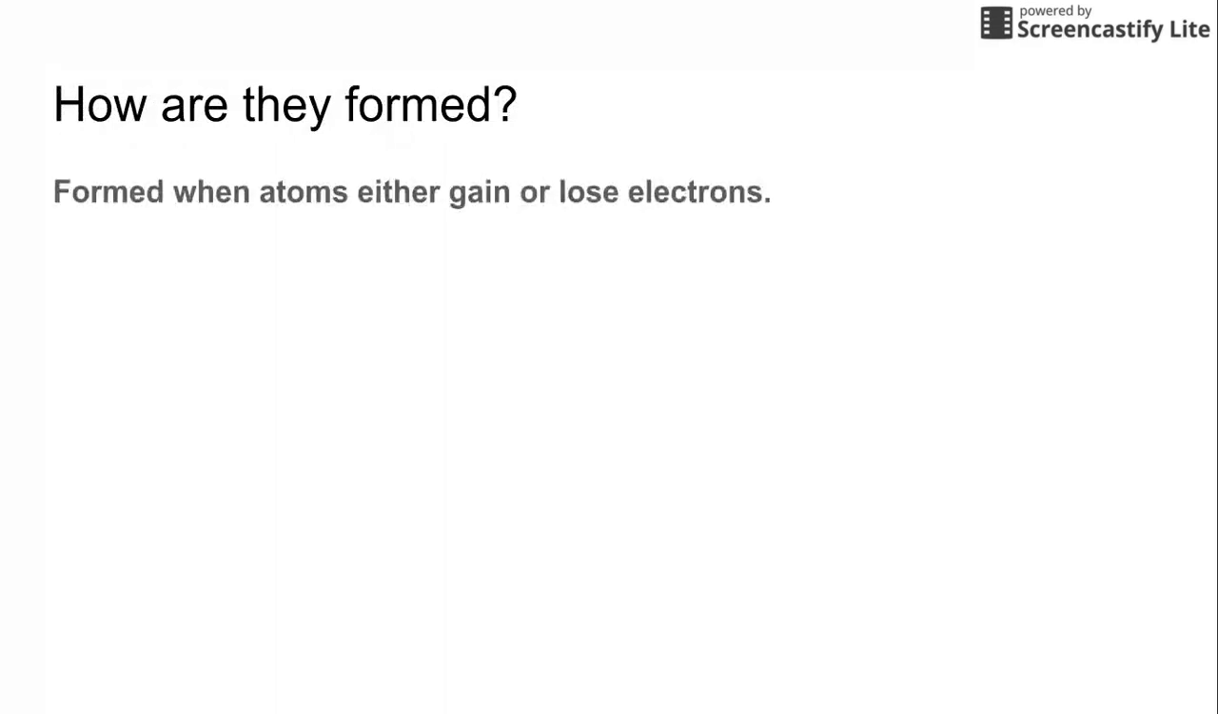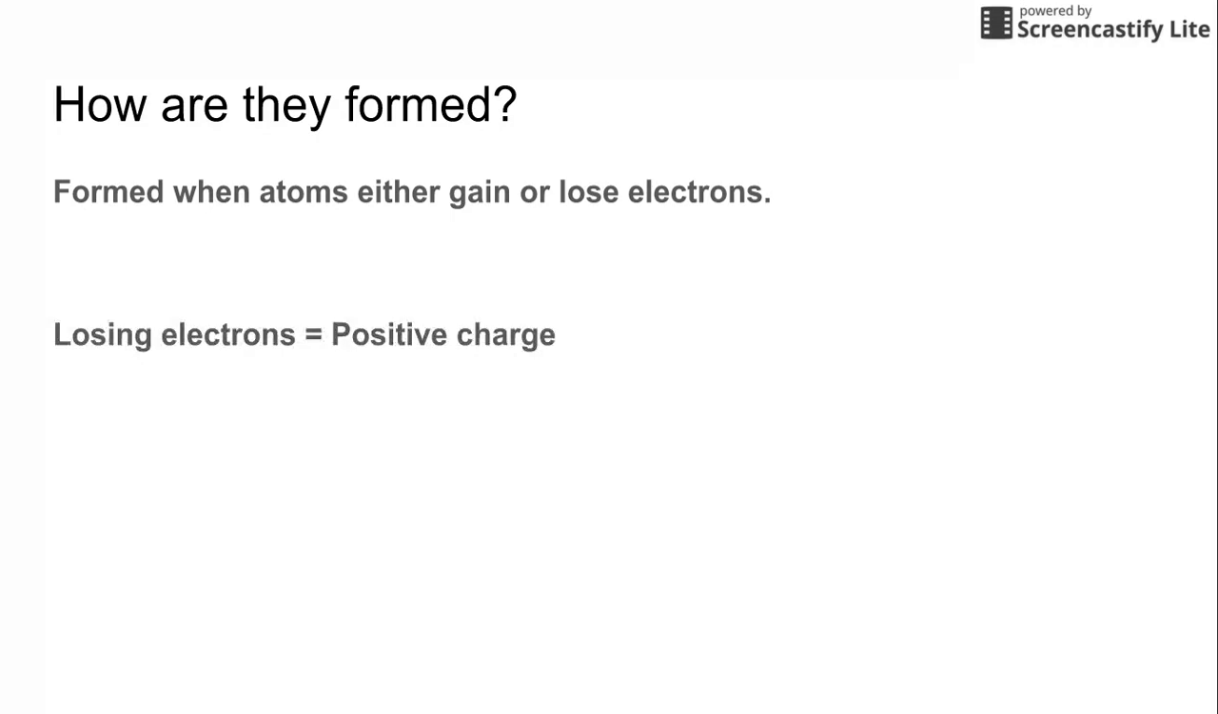How are they actually formed? Well, they're formed when atoms either gain or lose electrons. Atoms cannot gain or lose neutrons without actually changing the type of atom that it is, but they can gain or lose electrons. So you can still have calcium and it can have one less electron than it may have before, and this is what we would call a calcium ion.